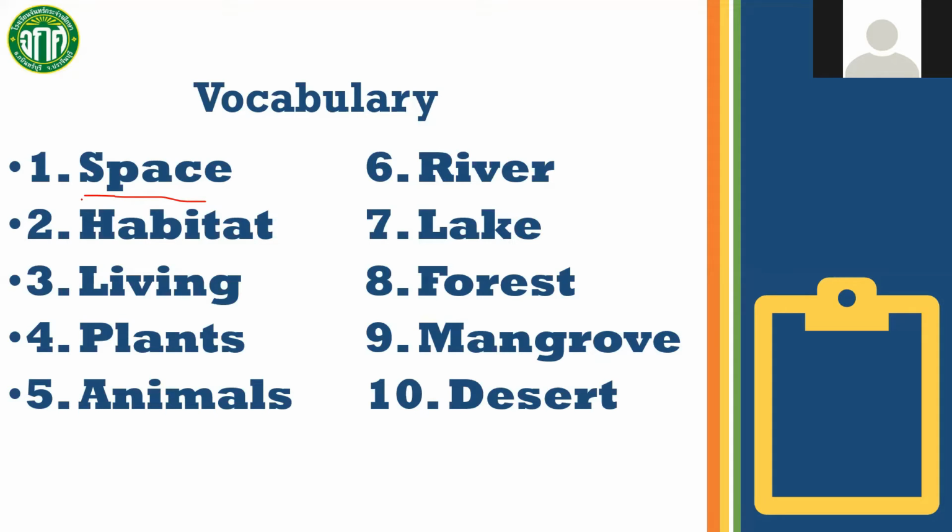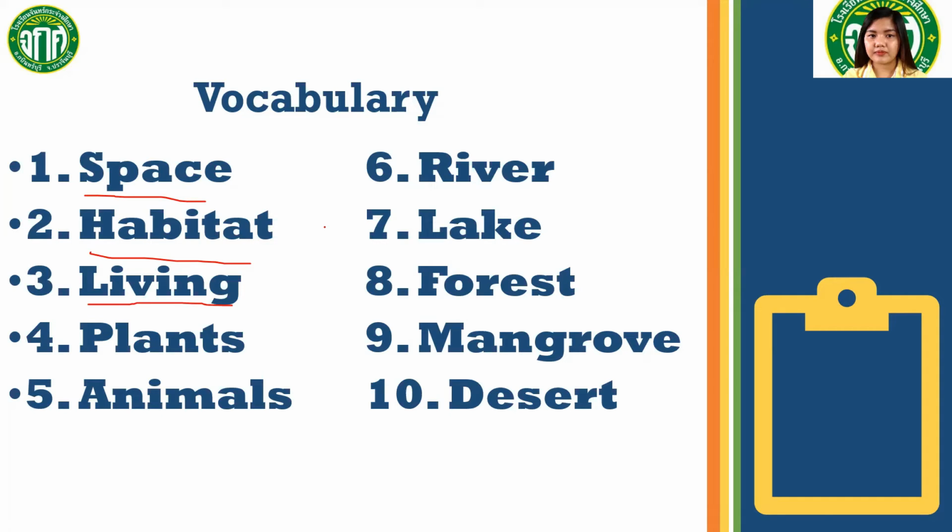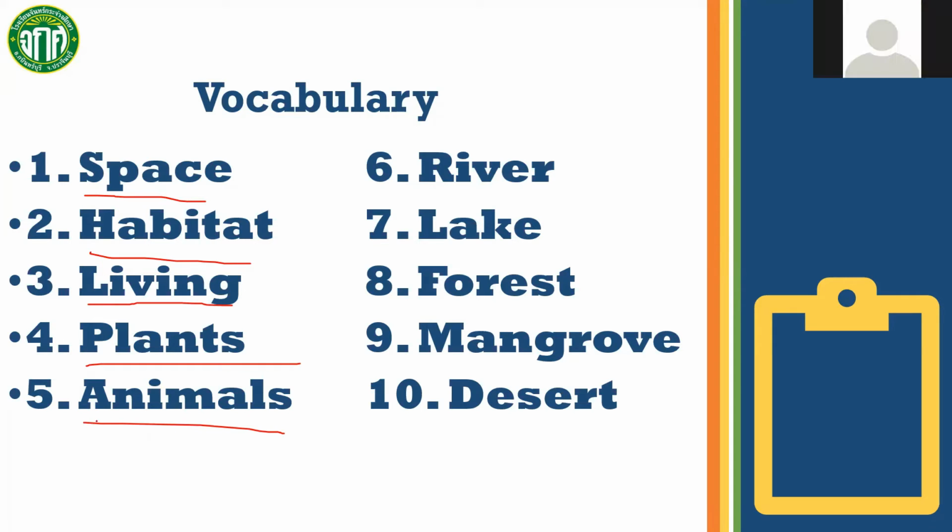Again, space. Number 2, habitat. Habitat. Very good. Number 3, living. Living. Very good. Number 4, plants. Again, plants. Very good. Number 5, animals. Animal. Very good.